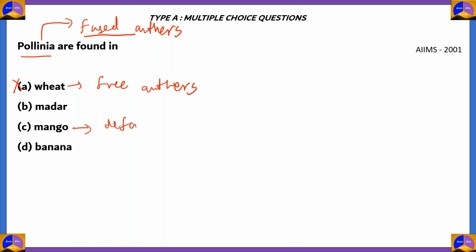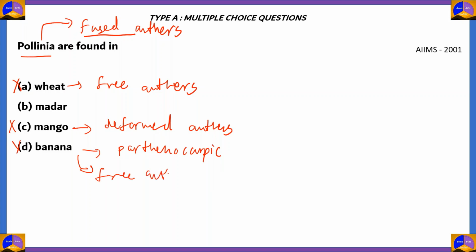Now these contained deformed anthers. Option C is incorrect. Option D, banana. Banana doesn't even need an androecium as these are parthenocarpic. So they don't come in this equation. And if they do, they're also free anthers. The right answer is option B, the madar plant. This contains the fused anthers, which are known as pollinia.